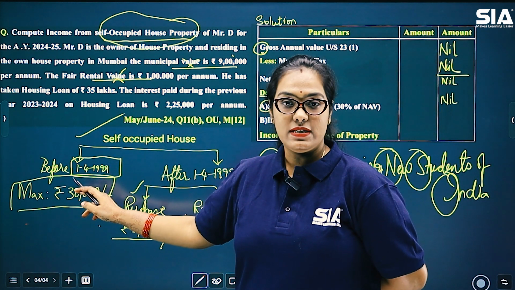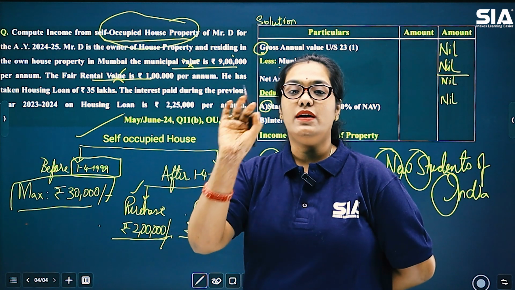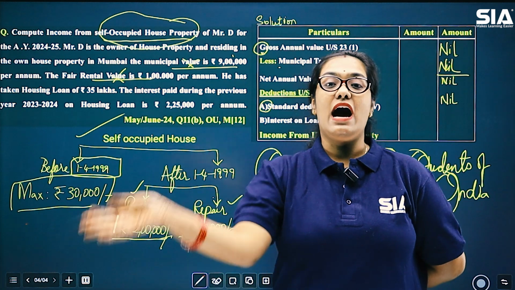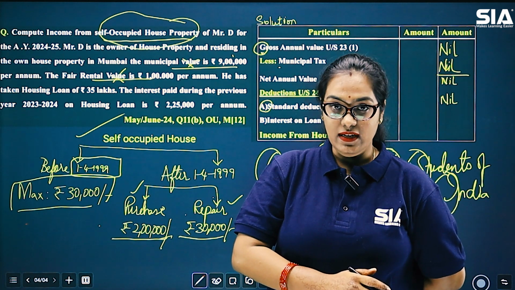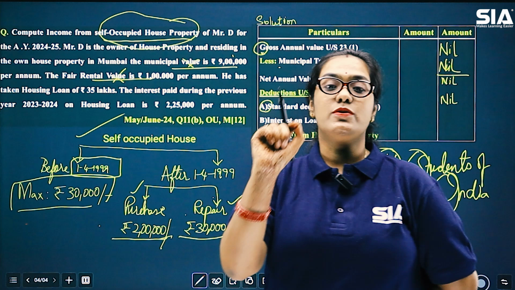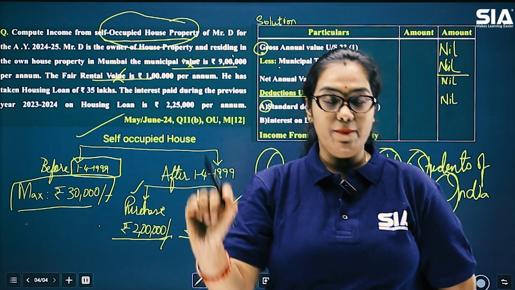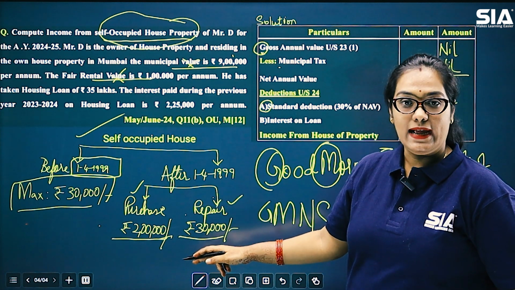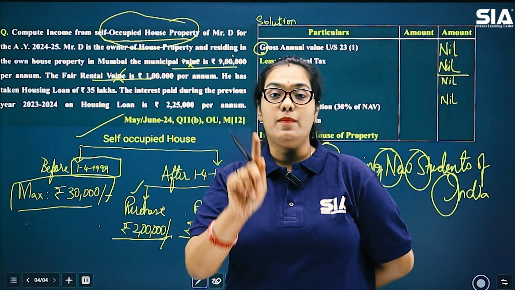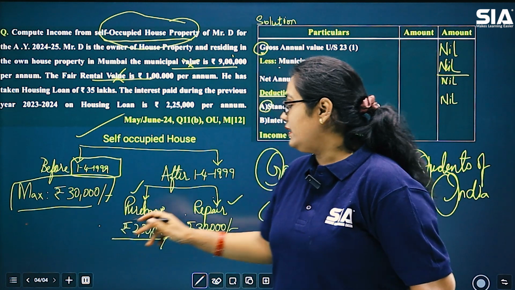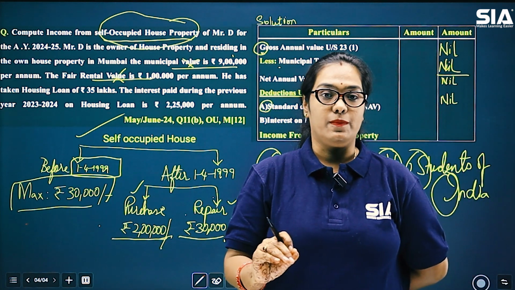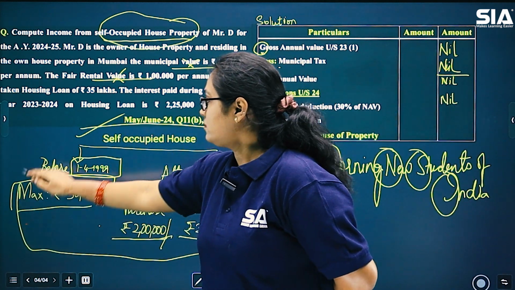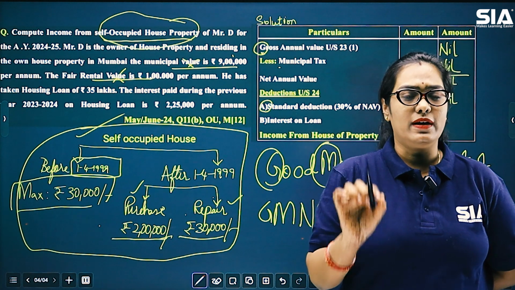So for a self-occupied house, you only need to remember this flowchart, which says if the loan is taken before 1st April 1999, maximum deduction allowed is rupees 30,000. If the loan is taken after 1st April 1999, then if it is taken for the purpose of purchase or construction, the maximum deduction allowed is rupees 2 lakh. If the loan is taken for repair or renovation, same, 30,000 only will be allowed as deduction. So this is one table that you need to remember whenever questions on self-occupied house are asked.